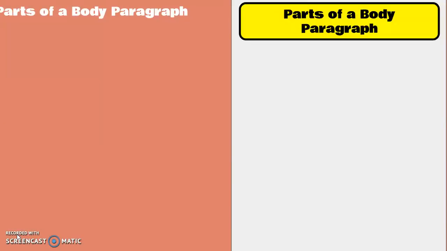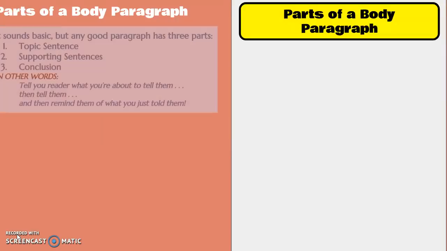Now, the parts of a body paragraph are also pretty simple. It sounds basic, but any good paragraph has three parts. There's going to be a topic sentence, some supporting sentences, and a conclusion. In other words, tell your reader what you're about to tell them, then tell them, and then remind them of what you just told them.